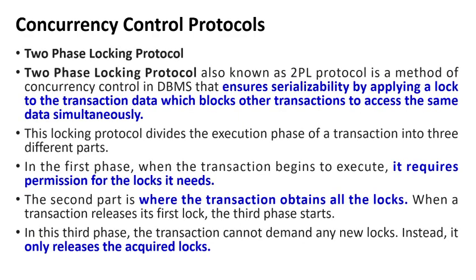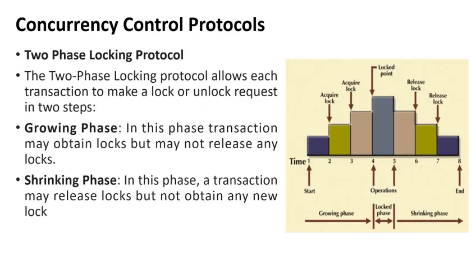Two-phase locking protocol, also known as 2PL protocol, is a method of concurrency control in DBMS that ensures serializability by applying a lock to the transaction data, which blocks other transactions from accessing the same data simultaneously. Two-phase locking protocol consists of a growing phase and a shrinking phase. In the growing phase, a transaction may obtain locks but may not release any locks. In the shrinking phase, a transaction may release locks but not obtain any new locks.